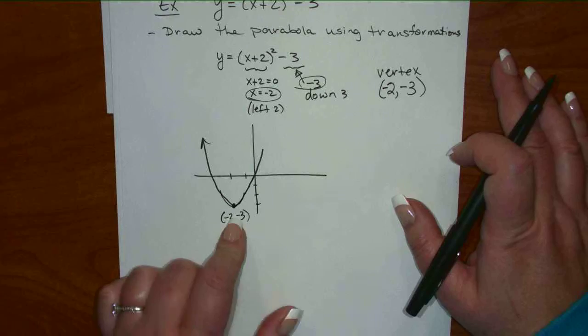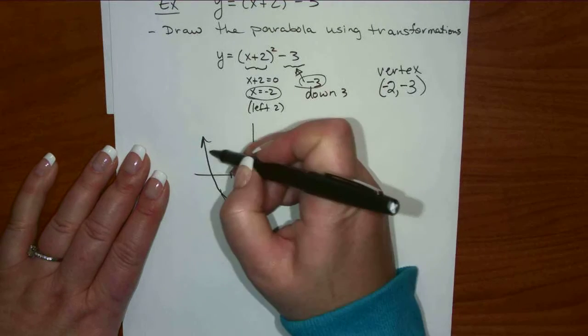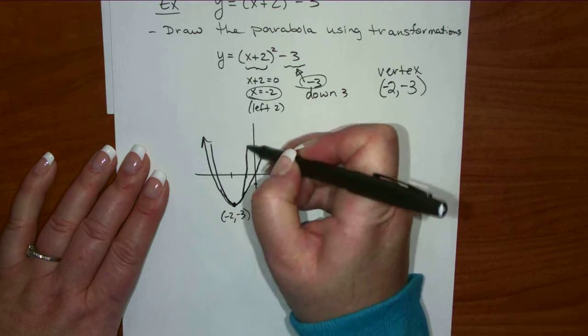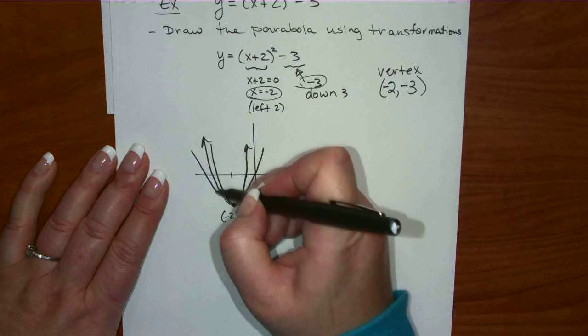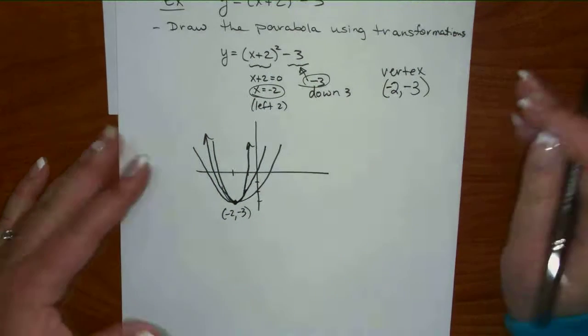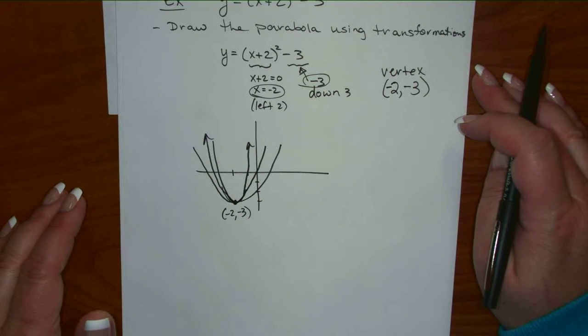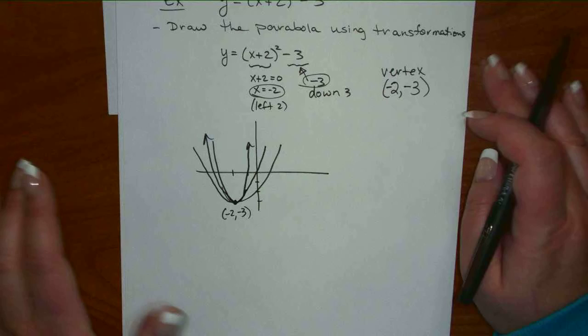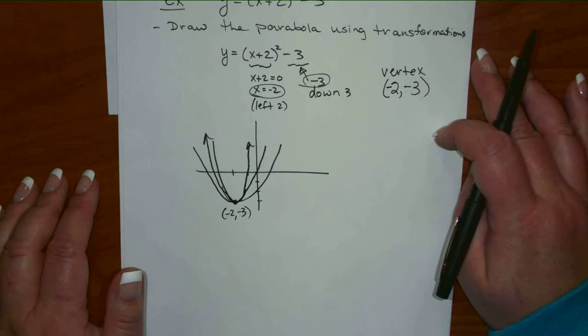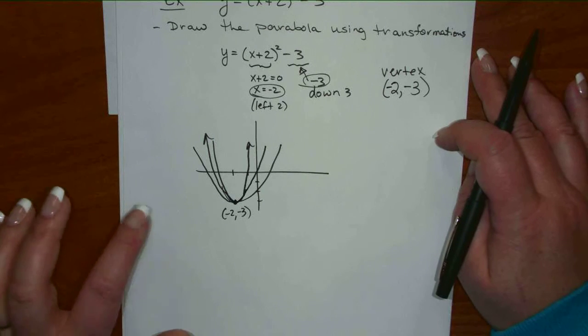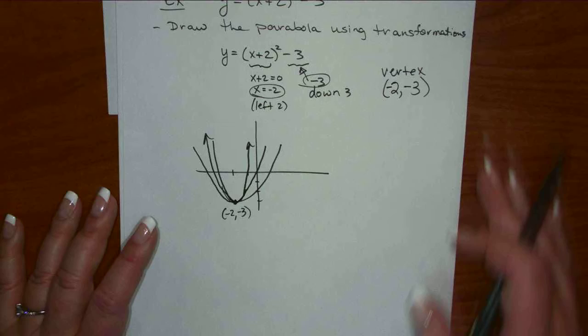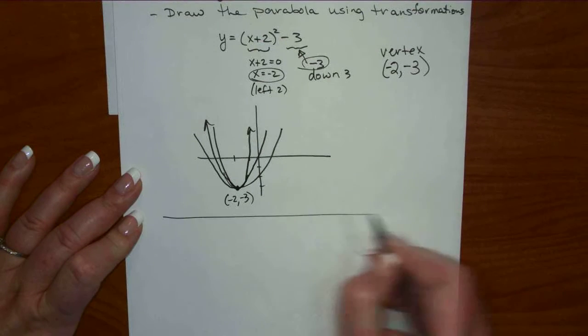Most likely it's not. Where else could it be with that vertex? It could go through like here, or if it was wider, it could go through over here. Right? And if you draw it without actually finding the intercepts, you might have drawn the wrong one, even though the vertex was right. And that's why it's important to know how to do that. So how do we find the intercepts?